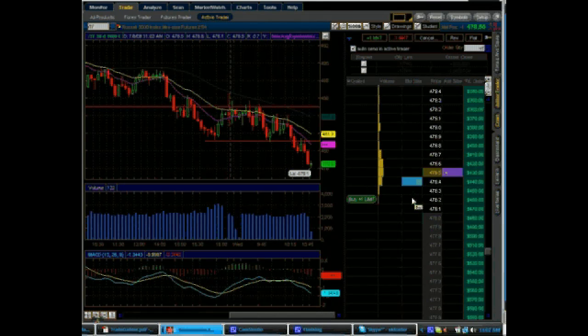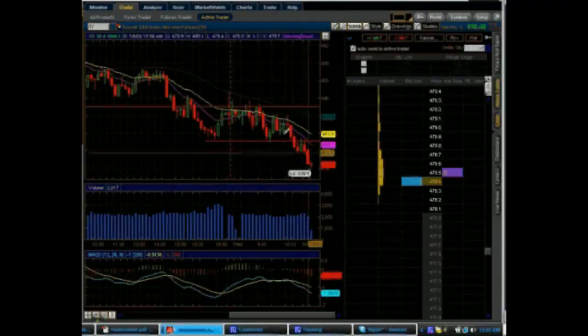I just checked my daily chart, and the next major level I believe is at 474. But I don't want to wait for that. I'm just gonna go ahead and get out of this thing fairly soon here. I'm not even gonna play around. 478.4.